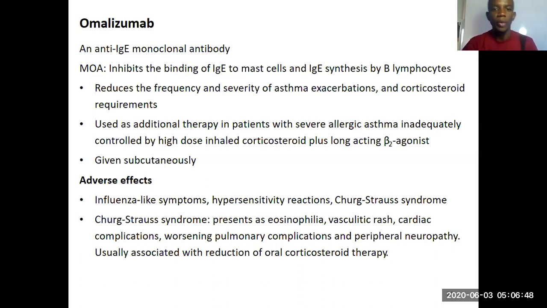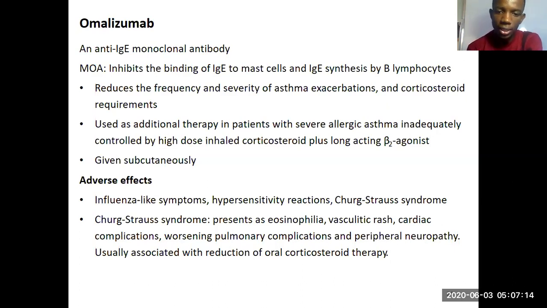So, when a patient is having severe allergic asthmatic attacks despite you giving them corticosteroids, you add on omalizumab as a drug that will help you control the asthma. Adverse effects include influenza-like symptoms, hypersensitivity reactions, and Churg-Strauss syndrome.